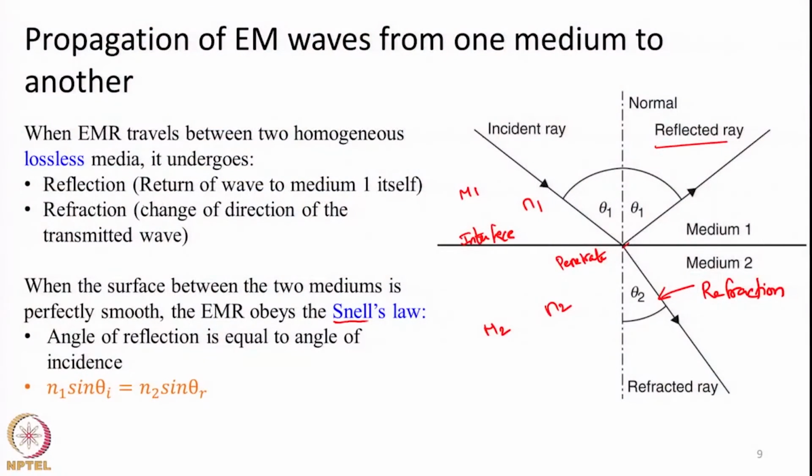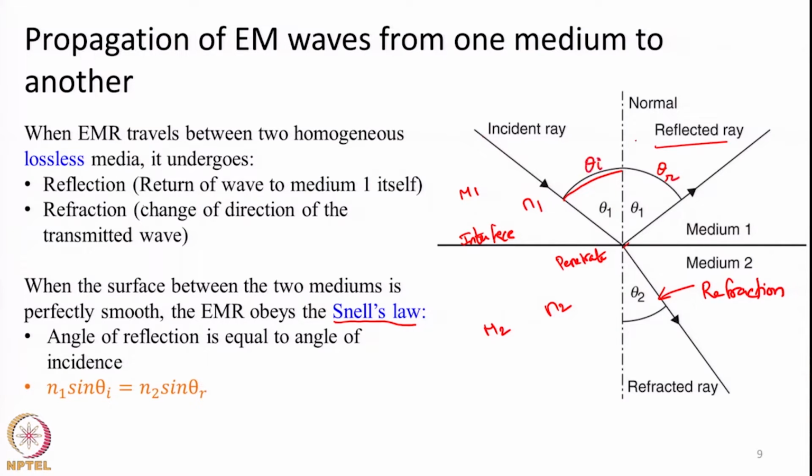If the surface acting as the interface between the two mediums is smooth, and also the mediums are non-lossy, non-lossy in the sense that energy coming in is preserved while passing through the medium, then they will obey what is known as Snell's law. That is, if the surface between the two mediums is perfectly smooth, the EMR will obey Snell's law. That is, the angle of incidence will be equal to the angle of reflection.